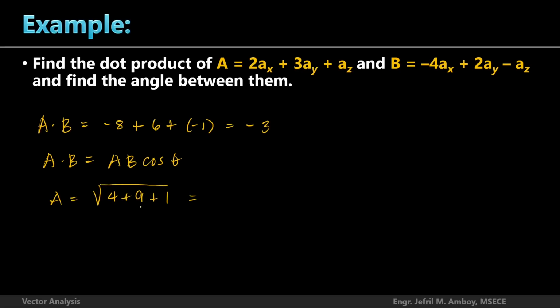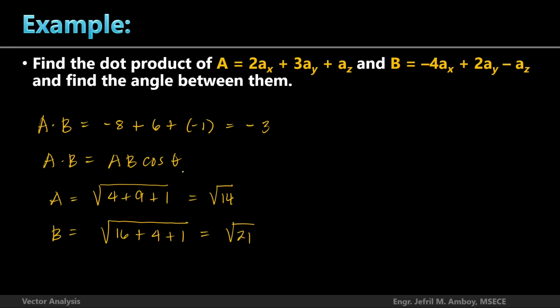Now, evaluating this, we have 10, 14, so that's the square root of 14. Now, we do the same for vector B. For vector B, its absolute value is, so negative 4 squared is 16, plus 2 squared is 4, plus negative 1 squared is 1. So here, we have 16 plus 4 is 20 plus 1 is 21. So this is equal to the square root of 21.